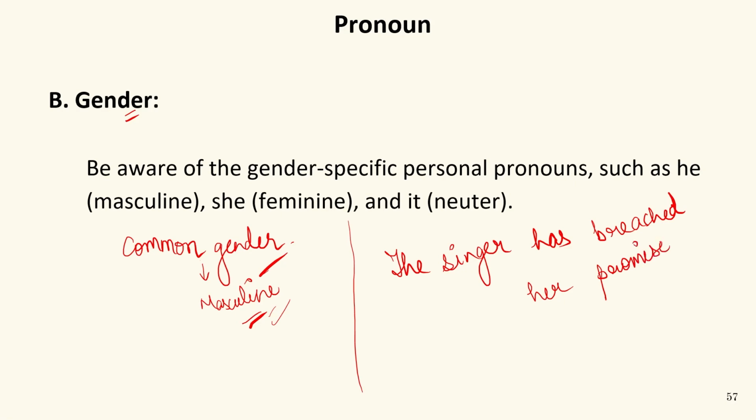Now we are using the word singer over here, and we know singer is a common gender. We don't know whether we are talking about a male singer or female singer in this sentence. So writing her is incorrect. We should use his in place of her. For a common gender, preference should be given to the masculine gender only. So the correct sentence will be, the singer has breached his promise, not her promise.